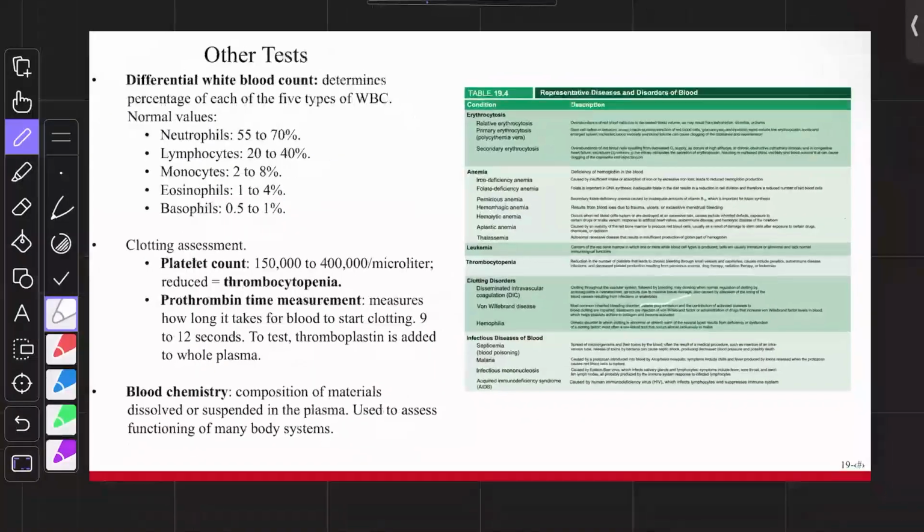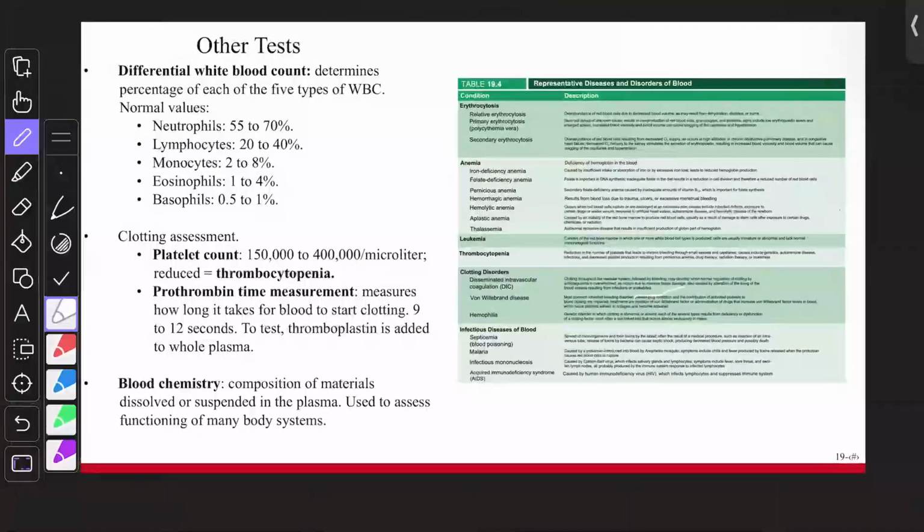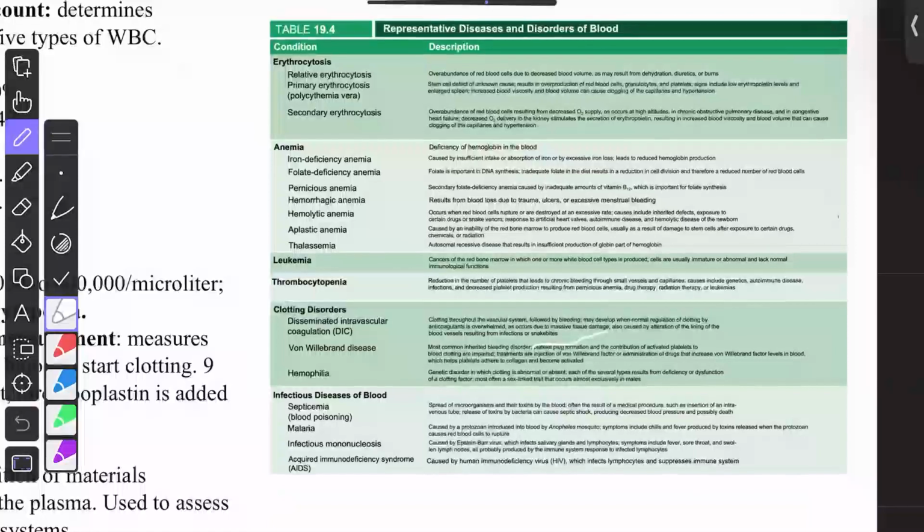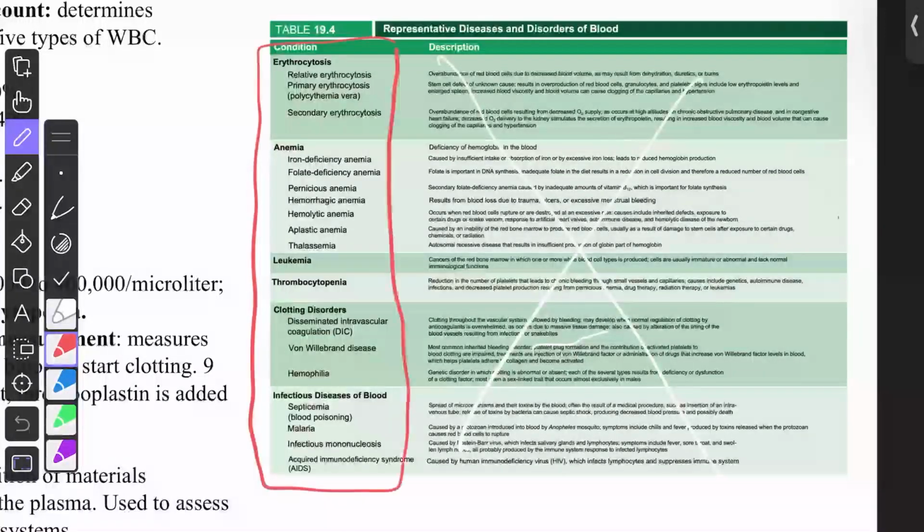Okay, other tests. More lists. Differential white blood cell counts. Again, don't worry about the numbers. Make sure you understand what a platelet count is, and what thrombocytopenia is, being a reduced number of platelets. Prothrombin time measurement, what it is, blood chemistry, all of those things. And in terms of diseases, don't worry about the descriptions. Just focus on diseases that are listed under those categories.